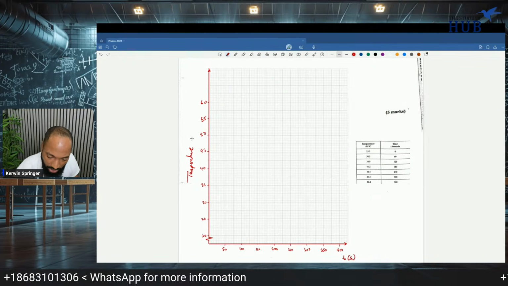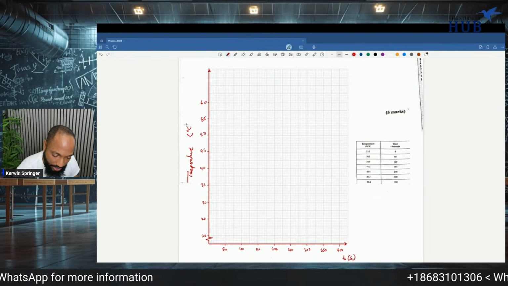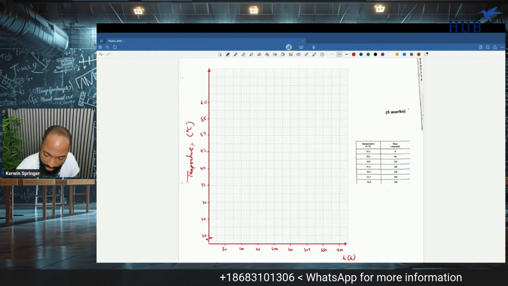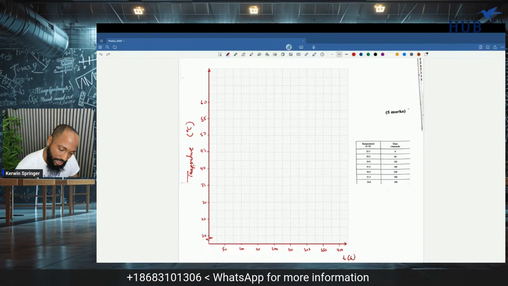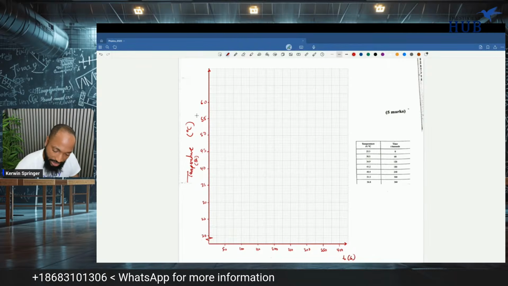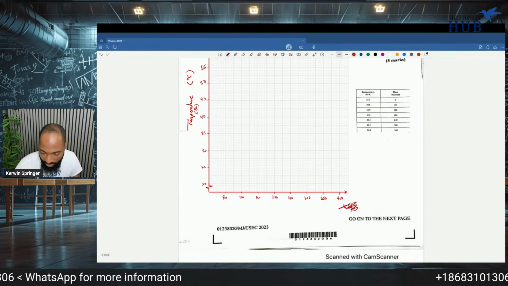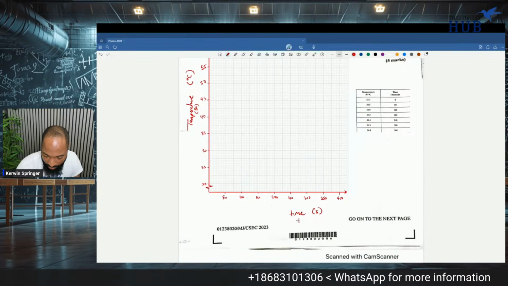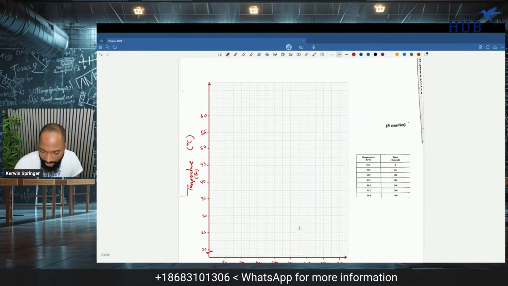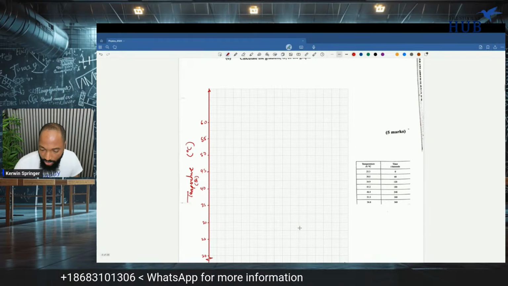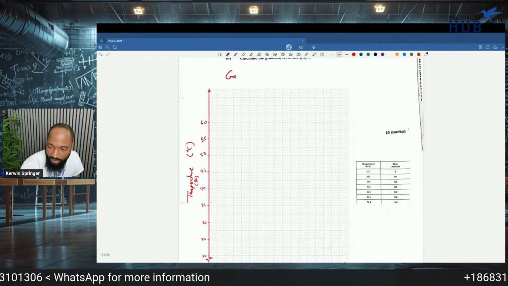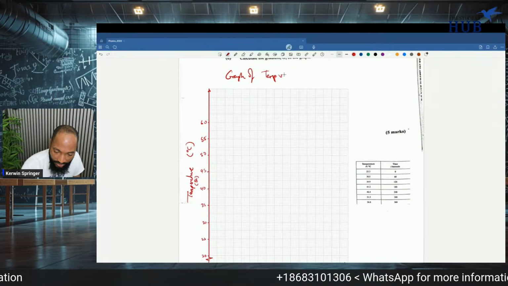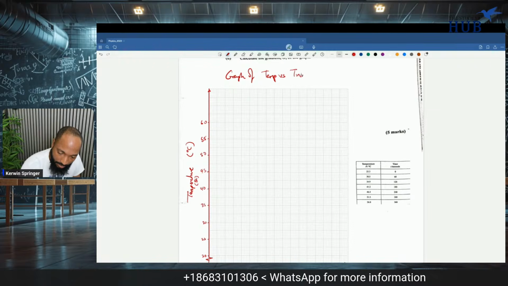I like to write out the whole thing. So I'll put temperature in degrees Celsius. So temperature, comma, I can leave it like that. Temperature theta here in degrees Celsius. And I'll write out the whole thing. Time, seconds. Time is T, right? And that's it.